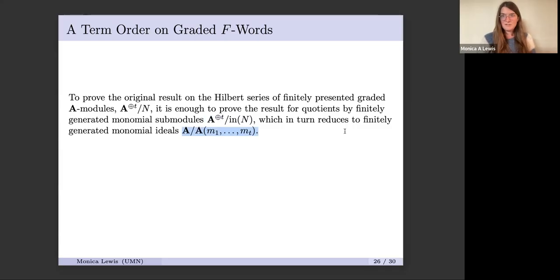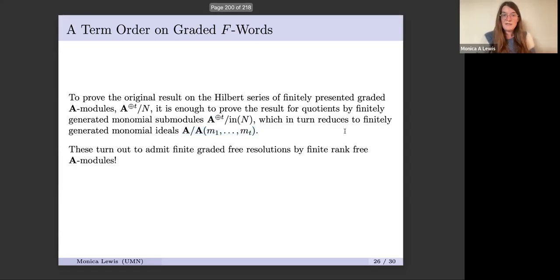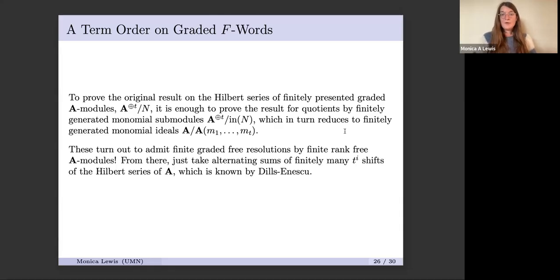And those can be explicitly understood enough that you can show that they admit finite graded free resolutions by finite rank free modules, because we understand how monomial syzygies work in this ring. So once you have a finite graded free resolution by finite rank A modules, all you have to do is take alternating sums of the Hilbert functions of the terms of the free resolution to get the Hilbert function of the thing that's being resolved. So what that corresponds to for Hilbert series is various t to the i shifts of the Hilbert series of the associated graded ring. That latter Hilbert series is known by Dills and Askew. So the result ends up following once you're just taking an alternating series of all of those.